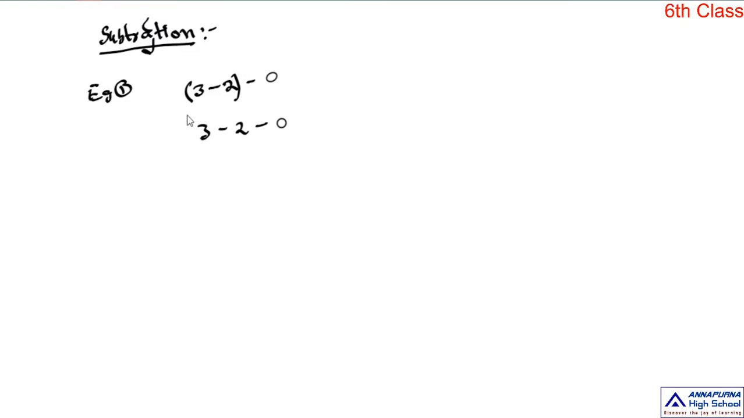First we subtract 2 from 3, that is equal to 1. Next we subtract 0 from 1, 1 minus 0 is 1. Next, when we subtract 0 from 2 first, that is equal to 2, and we subtract 2 from 3, that is equal to 1.